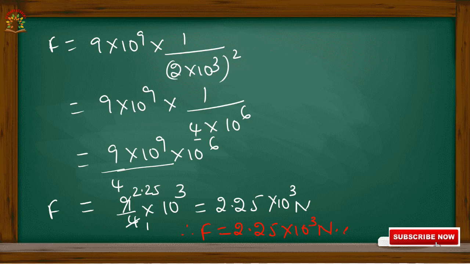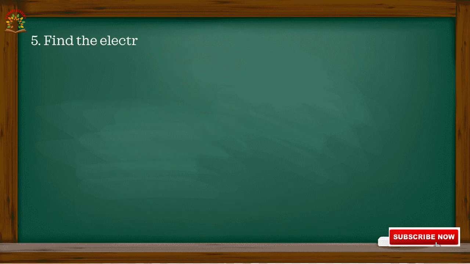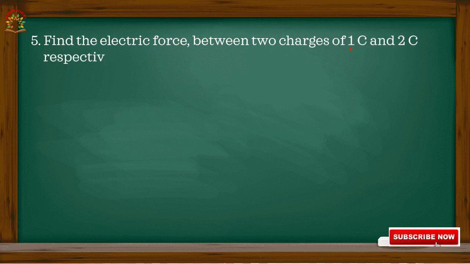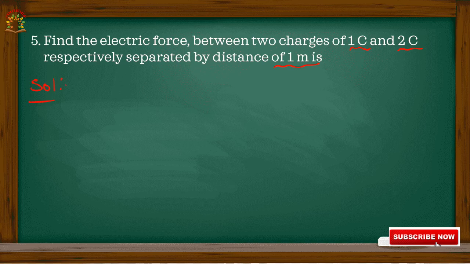Okay. We'll go to the next question. Find the electric force between two charges of 1 coulomb and 2 coulombs respectively, separated by a distance of 1 meter. In this question they have given two charges of 1 coulomb and 2 coulombs separated by a distance of 1 meter. Let us come to the solution. You have to calculate the electric force between the two charges.